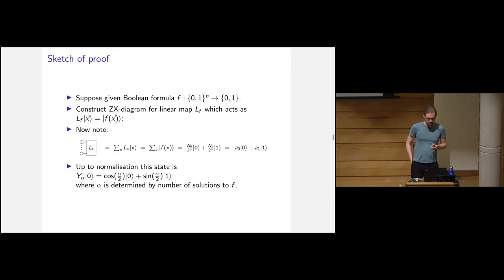And now we make an observation that if we input the all plus states, so these green spiders are all plus states, then what we are actually calculating is we get a quantum state out where, in the amplitudes of the state, we have now counted how many solutions there are, right? So you have this A0 times 0 plus A1 times 1, and this A0 and A1 are the proportions of how many times this Boolean formula is satisfiable. And so we can write this as like a Y rotation applied to the 0 state, and this alpha is uniquely determined by the number of solutions to F.